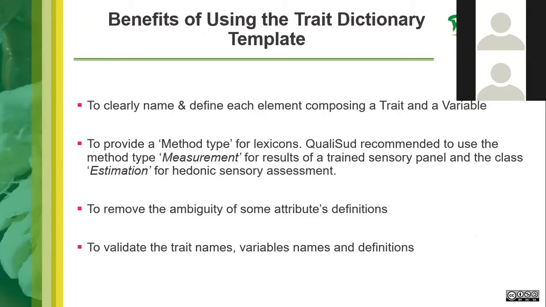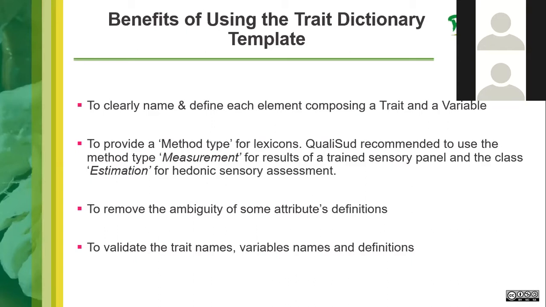And we may ask ourselves, what are the benefits of the trait dictionary using the template? The template will help us to clearly name and define each element composing a trait or a variable, and having a uniform template also helps to provide a method type for lexicons. Quality recommended the use of measurement for results from trained panels and also using estimation from hedonic sensory assessments.